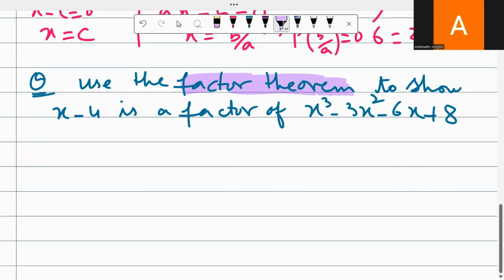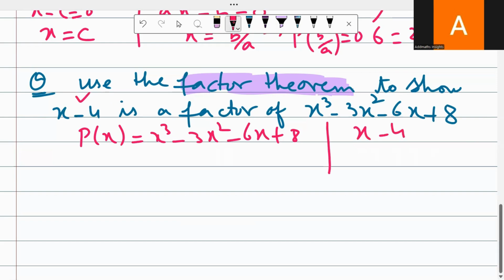So how do we apply the factor theorem? You write this whole expression as p of x. This is your p of x. And from this linear expression, x minus 4, you find the value of x, right? And then you substitute this value in the given polynomial. And if you get 0, then it is proof that x minus 4 is a factor of the given polynomial.